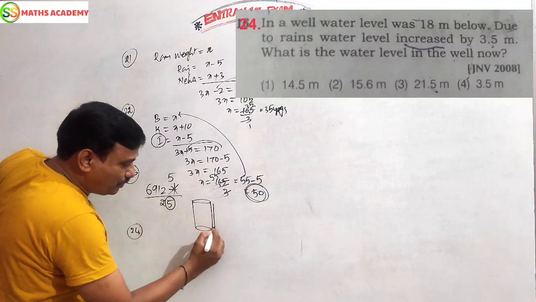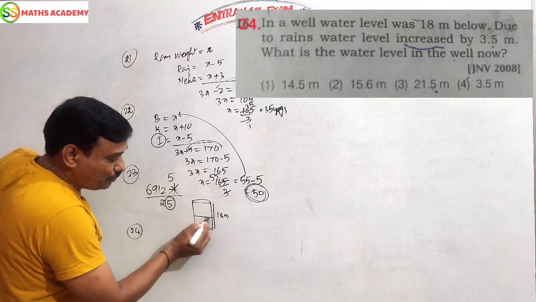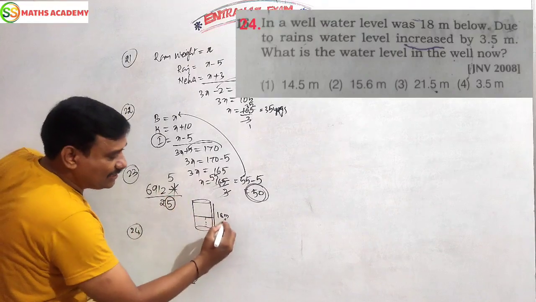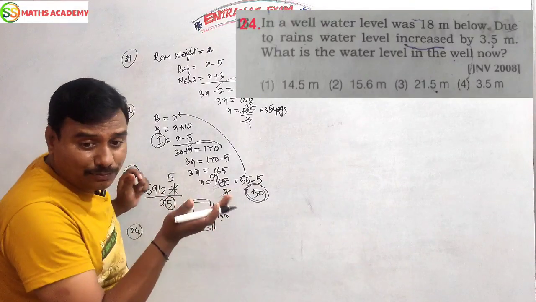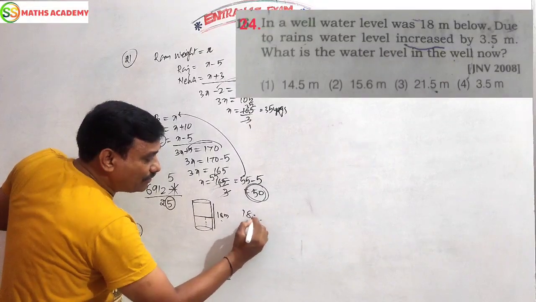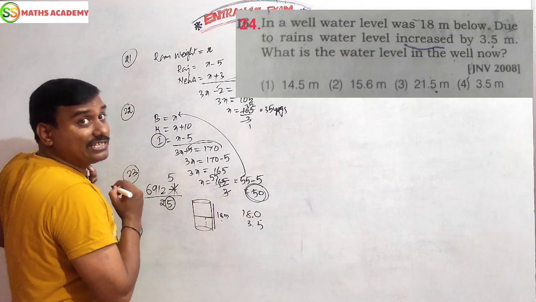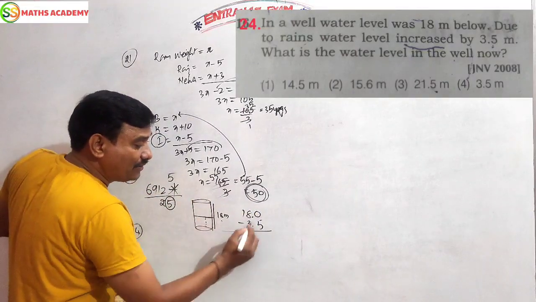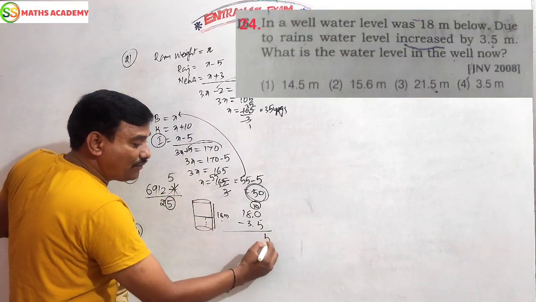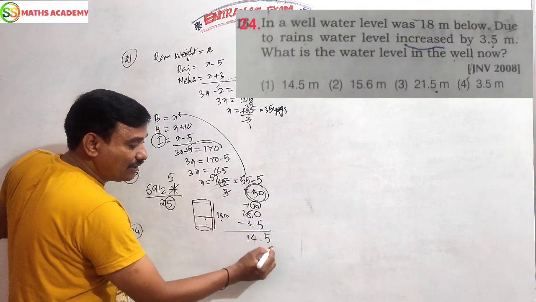How many meters below? This is the 18 meters below. Now water is increasing up to here due to the rainy season. How much increase? 3.5. So 18 minus 3.5. Here the decimals must tally, balancing the equation. 18.0 minus 3.5. Here 10 carry. 10 minus 5, 5. Here it becomes 7. 7 minus 3, 4. Get 1.